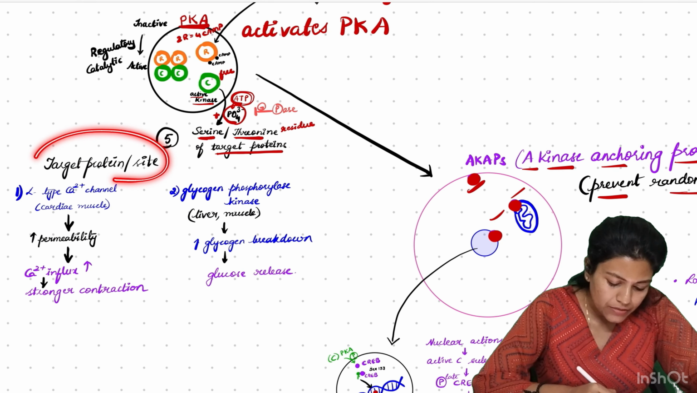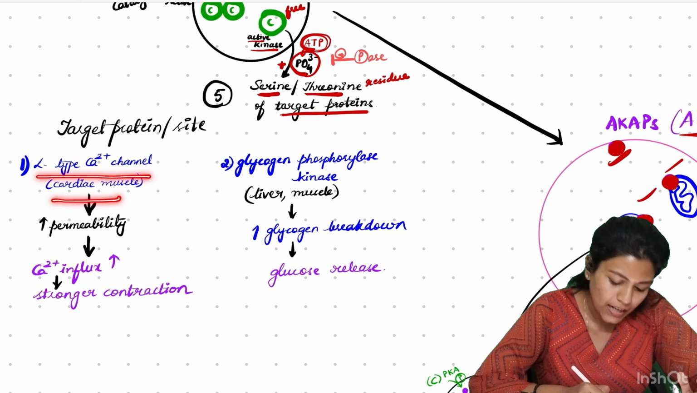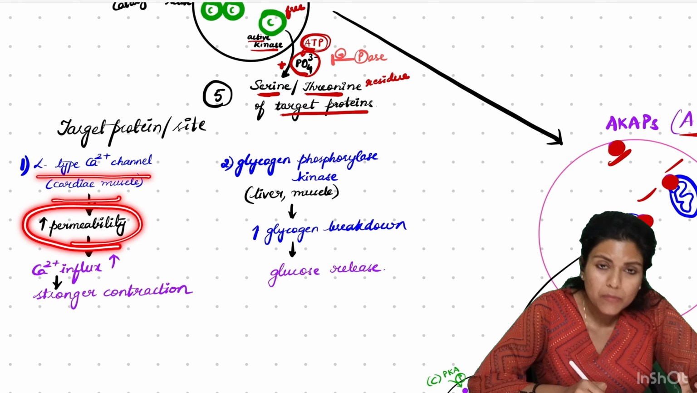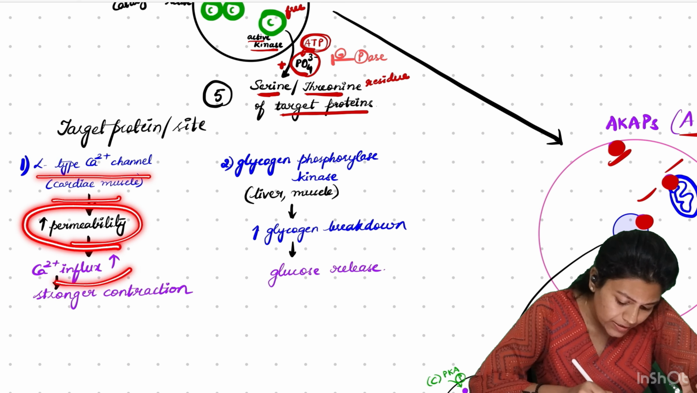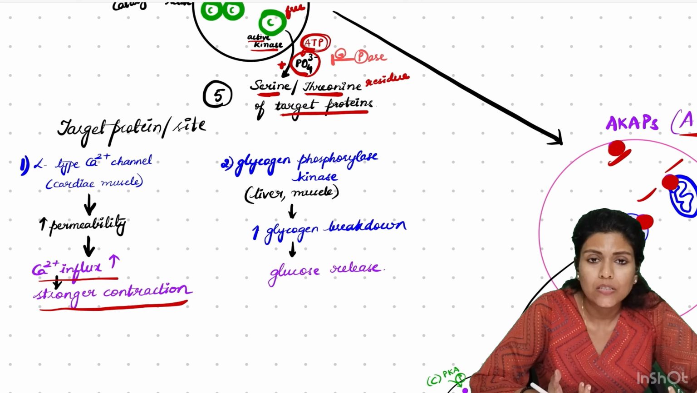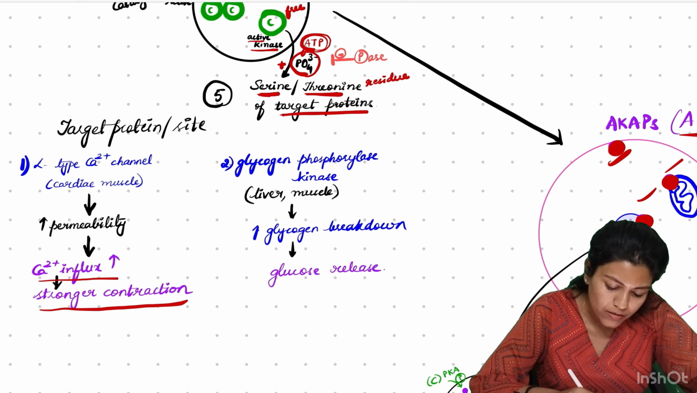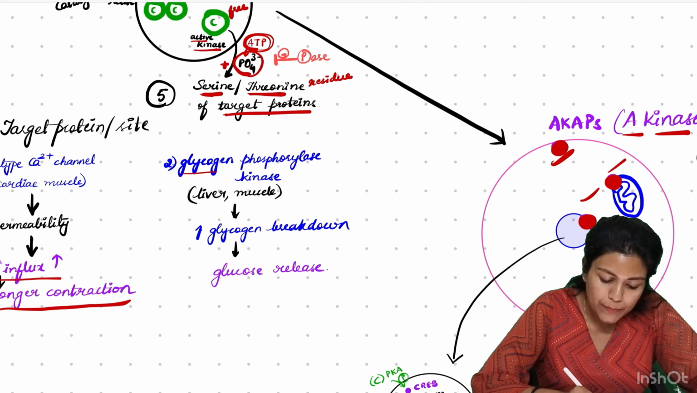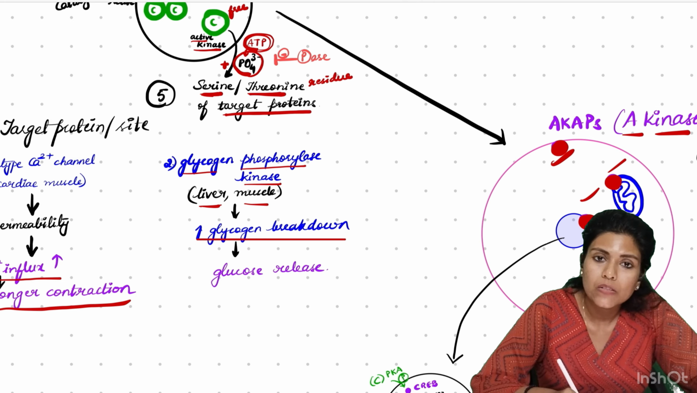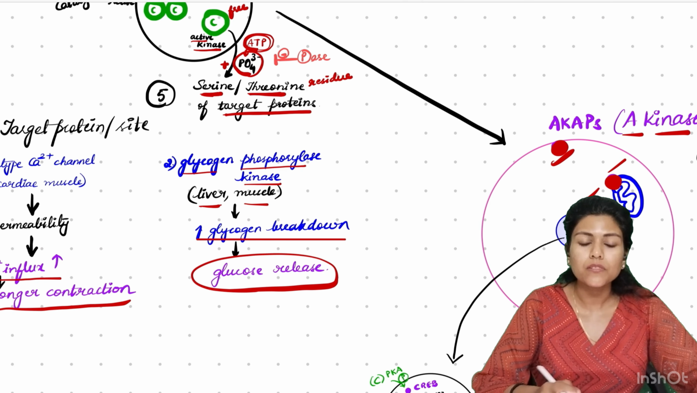After targeting these specific proteins, for example, the L-type calcium channel, let's see this example in the cardiac muscle, it will increase the permeability of calcium. That means there's increased calcium influx. Calcium influx will increase and cause strong contraction in the cardiac myocytes. Another example is the glycogen phosphorylase kinase enzyme present in liver and muscle, which will increase glycogen breakdown. Whenever glycogen breakdown is increased, there's increased glucose release into the blood.